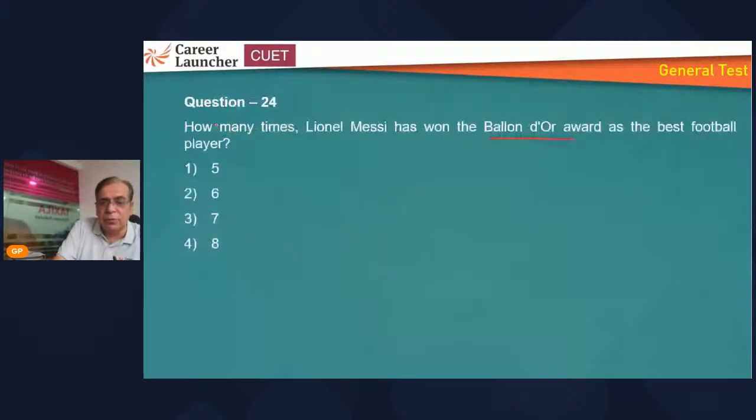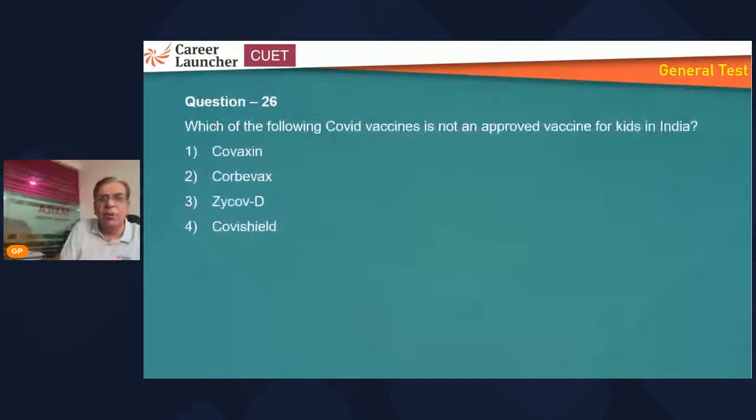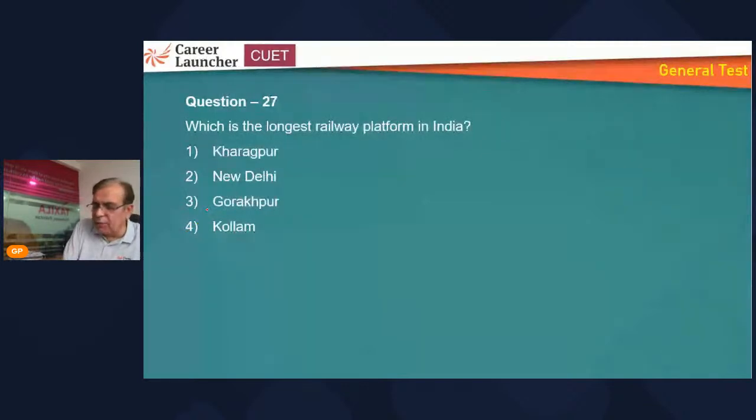Okay, 24 भी छोड़ दिया था ना, 24 तो छोड़ दिया था. Which of the following COVID vaccine is not an approved vaccine for kids in India? Covaxin, Covishield नहीं है. Okay, this thing I know it. So the idea is, if you know the answer, please mark it. If you don't, longest railway platform एक time पे खड़गपुर होता था, अब गोरखपुर है.